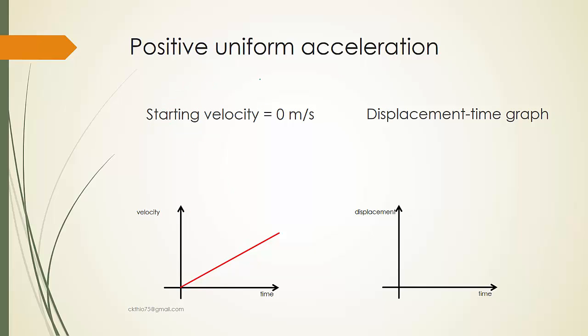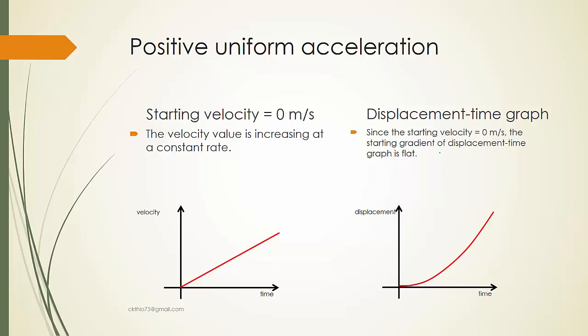Okay, let's start with positive uniform acceleration and starting velocity of 0. As described, this will be the velocity time graph for a uniform positive acceleration, and the velocity value will be increasing at a constant rate. So the displacement time graph will simply be a curve in this manner. Since the starting velocity is 0, the starting gradient is a flat line.